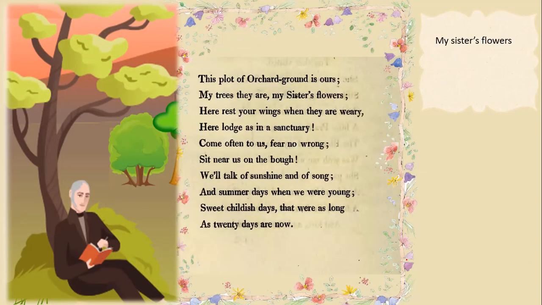This plot of orchard ground is ours. My trees they are, my sister's flowers. Here rest your wings when they are weary. Here lodge as in a sanctuary. Come often to us, fear no wrong. Sit near us on the bough. We'll talk of sunshine and of song and summer days when we were young. Sweet, childish days that were as long as twenty days are now.